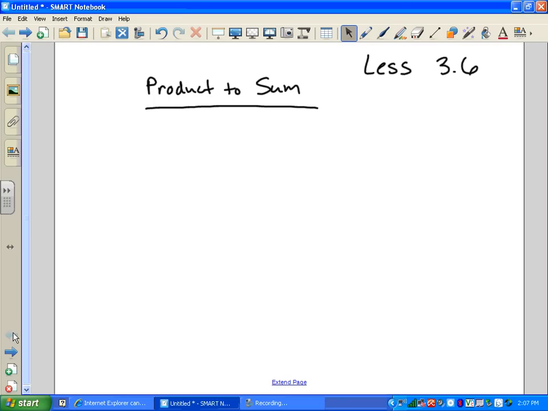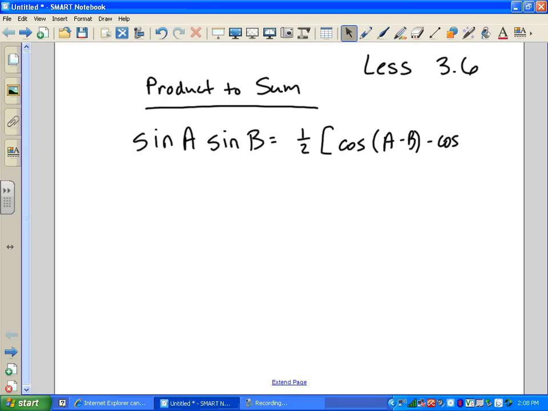Now, these are on your reference sheet. They're also in the textbook, so you can look them up in the electronic version of the textbook on the software. Product to sum: if you look at these, you've got the product of two functions, a sine function and another sine function. So the sine of A times the sine of B is equal to 1/2 times the cosine of A minus B minus the cosine of A plus B.